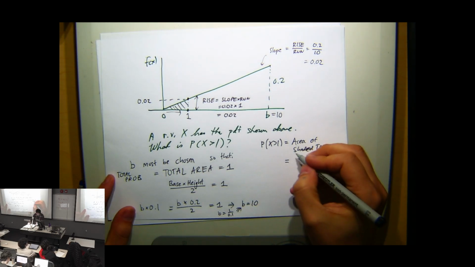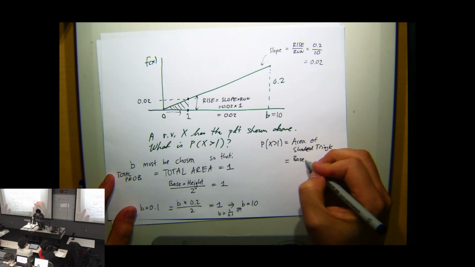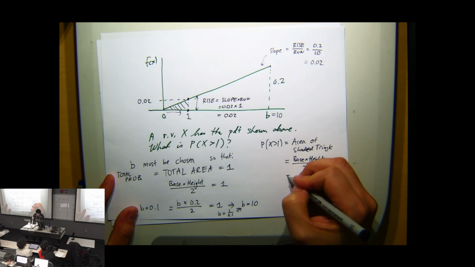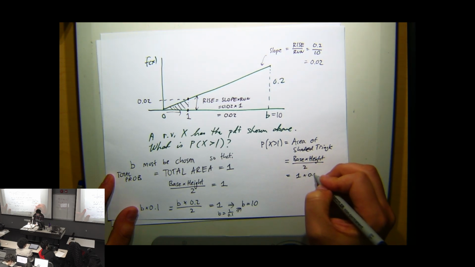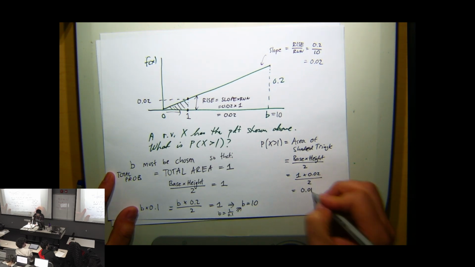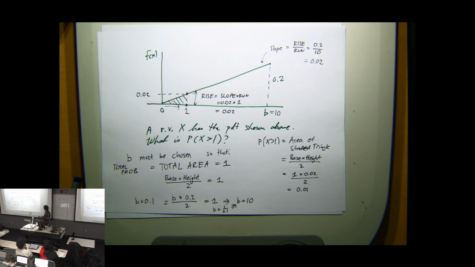But now we can just be very simple people. The area of a triangle is base times height over 2. The base is 1. The height is 0.02. And we divide by 2, also known as 0.01. Oh no! 0.01. I said the answer was 0.99. What's going on? I made a mistake somewhere.